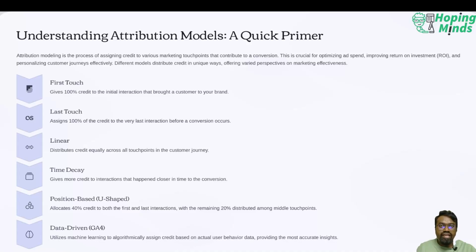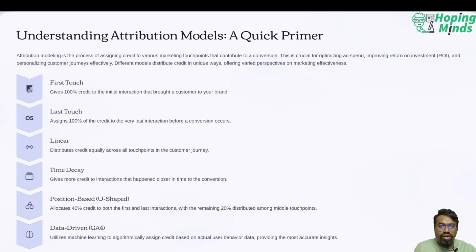Now, we have already gone through this particular term, attribution model, but let's understand this term again. Attribution model is the process of assigning credit to various marketing touch points that contribute to a conversion. Because attribution is something that as a marketer we need to analyze a lot. A customer journey starts from where and ends where.